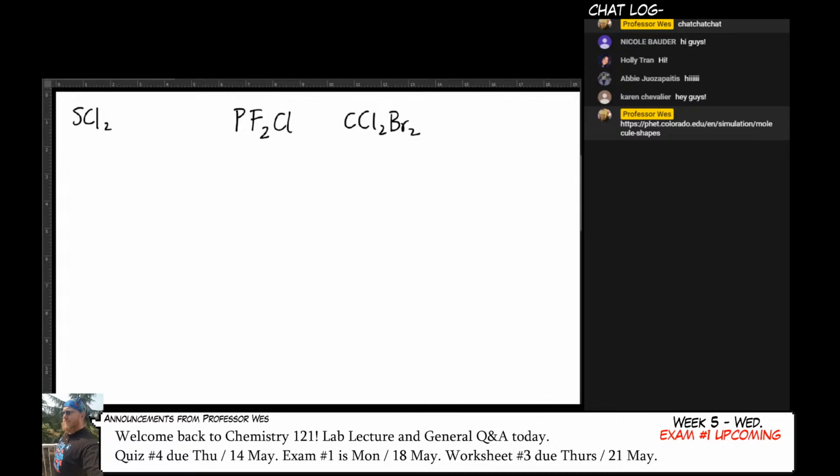So if we're going to draw the Lewis structure and determine the geometry of any of these molecules, the first thing we got to do is draw the Lewis structure, which means we got to invoke the 5-step plan. So this sulfur, we'll look on the periodic table and count its valence electrons. It's in group 6. It has 6 valence electrons. This chlorine, there are 2 of them, and each one provides 7 valence electrons. So my total here is, it looks like 20.